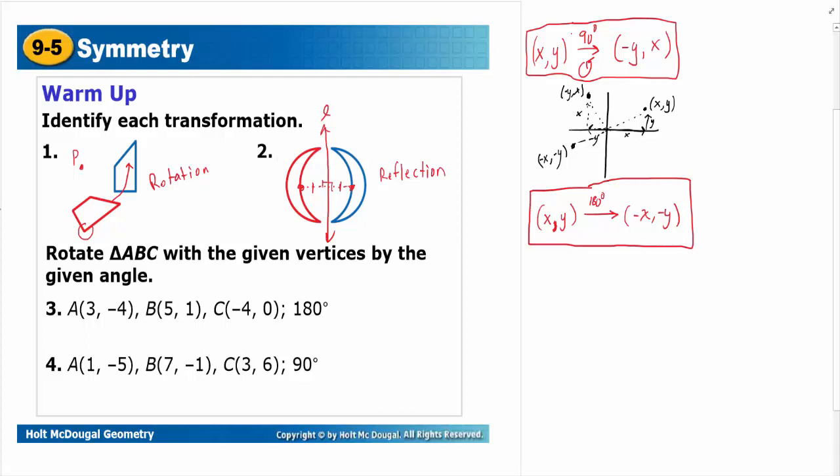Okay, so number 3, rotate triangle ABC with the given vertices by that given angle. So we're just going to use our rules here. We're going to go A prime. We're going to go B prime. And we're going to go C prime.